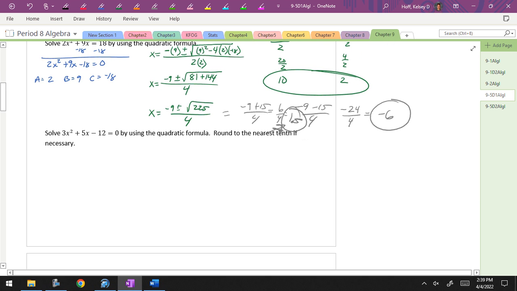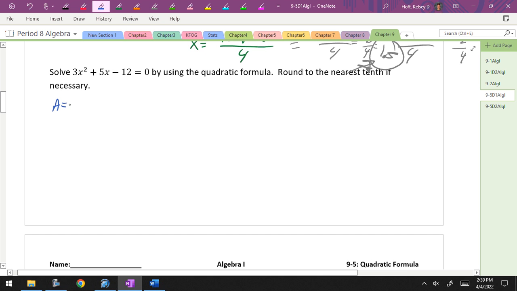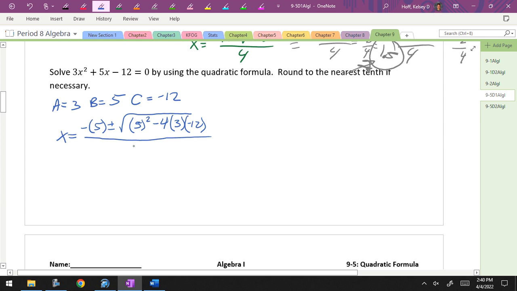Okay. Do I need to do anything to start with? No. Nope. Already equal to 0. A is 3. B is 5. C is negative 12. X equals negative 5 plus or minus the square root of B squared, which is 5 squared minus 4 times 3 times negative 12, all over 2 times 3.